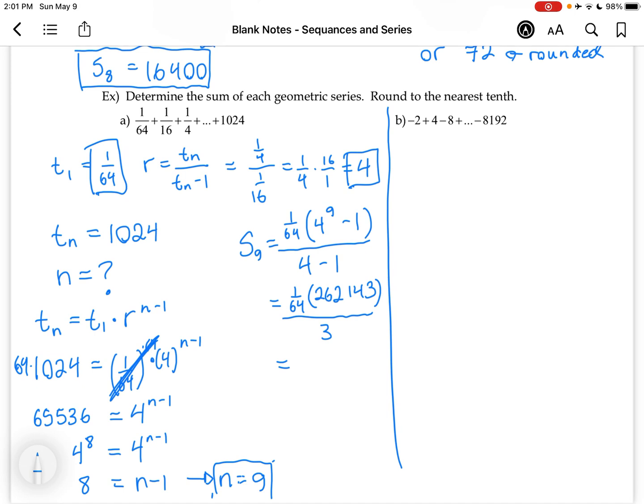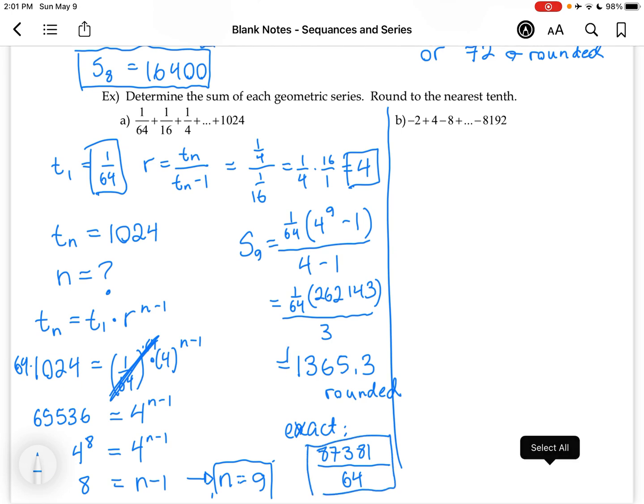so rounded, I'm getting 1,365.3. This is rounded. If I want exact, I can use my fraction button. And of course, I wasn't asked for that, but I can find it. So exact would be 87,381 over 64. Okay. But this was the value that was asked for in this question.